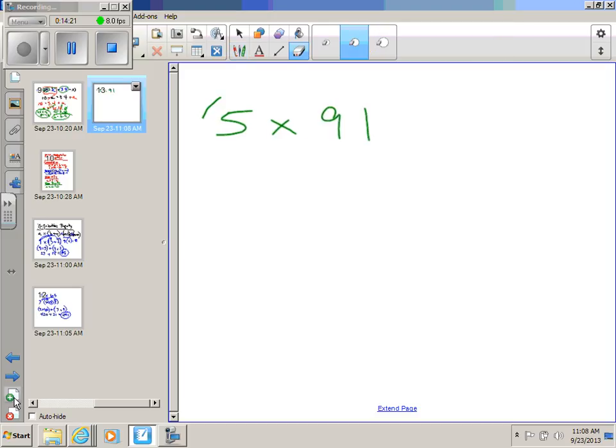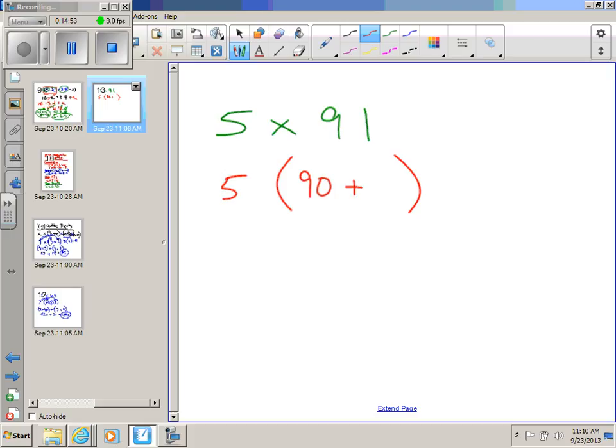Five times 91. Okay, now between the 5 and the 91, which of those numbers are easier for you to work with multiplication-wise? Should be a no-brainer here. Between the 5 and the 91, which one is easier to work with? 5. So that's the one I'm going to put on the outside. And then, Mariah, what's a logical way to break up the 91? You say 90 plus 1.